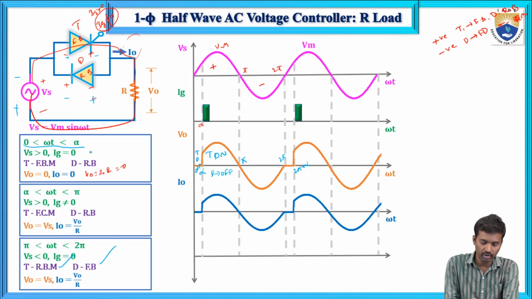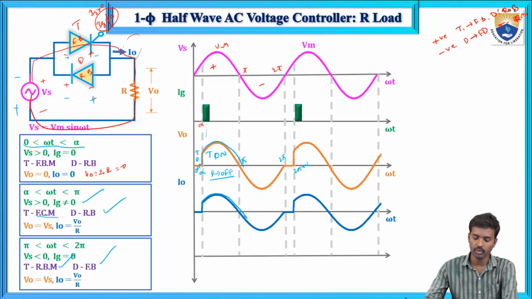From 0 to alpha, the supply voltage is greater than 0 and there is no applied gate pulse. From alpha to pi we are giving the gate pulse. So T1 is in forward conducting mode and the diode is in reverse block. The output follows the supply voltage, and the current also follows the supply voltage.